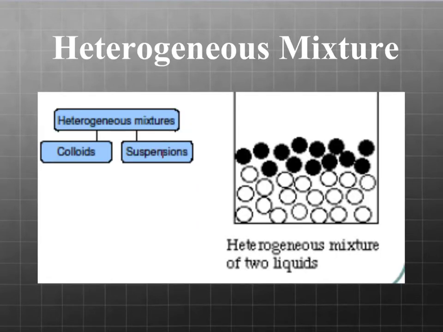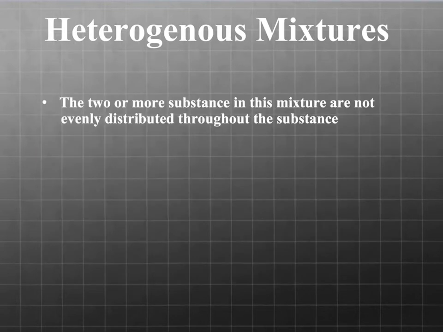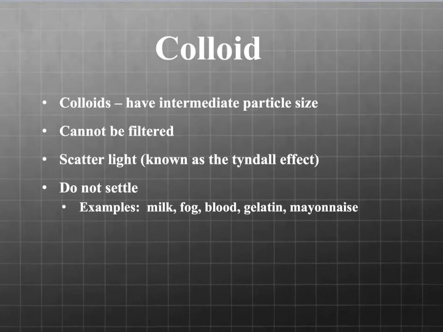A heterogeneous mixture can be divided up into a colloid or a suspension. A heterogeneous mixture is when two or more substances in a mixture are not evenly distributed, so you can see the different parts. A colloid has intermediate particle size. It cannot be filtered, and it scatters light, and this is known as the Tyndall effect. An example of a colloid would be something like milk.